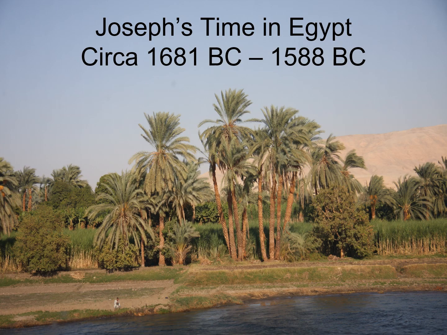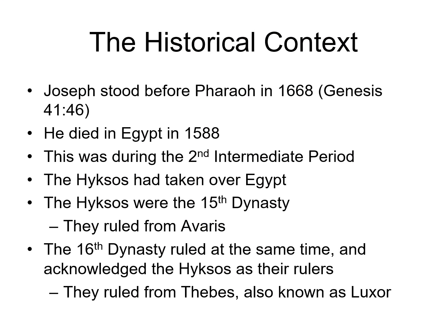So now let's take a look at what Egypt was like when Joseph went there. Joseph was there from roughly 1681 BC to 1588 BC. So this covers roughly 100 years of Egyptian history. So let's begin with some history. Joseph stood before Pharaoh in 1668, and we get this from Genesis chapter 41, verse 46. And he died in Egypt in 1588.